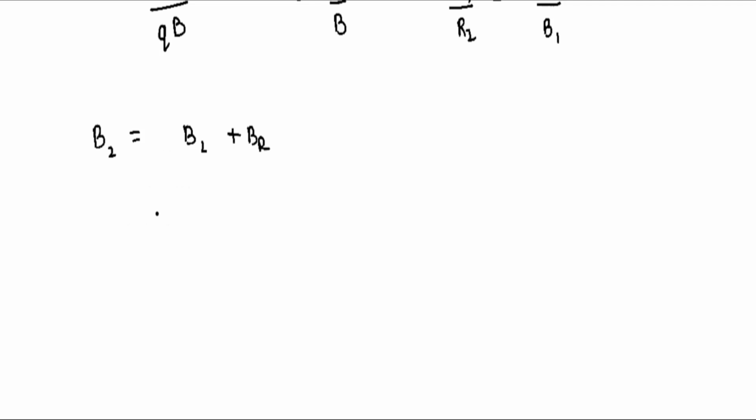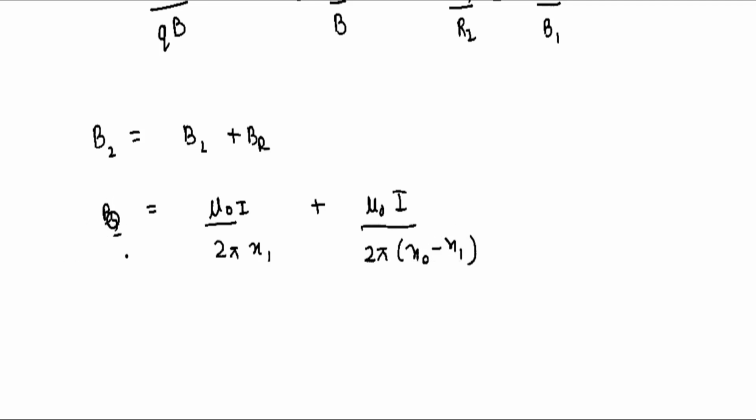So what would be the value? We know that the magnetic field for a straight current carrying conductor is mu naught I divided by 2 pi times the distance. For the left wire the distance is x1, so we write mu naught I by 2 pi x1, plus mu naught I by 2 pi times the distance from the right, which is x0 minus x1. So this is the value of B2. Similarly, what would the B1 value be? In the B1 case, the direction of current is the same, so we take the difference because the magnetic field would be in the opposite direction. So B1 is mu naught I divided by 2 pi x1 minus mu naught I divided by 2 pi (x0 minus x1).